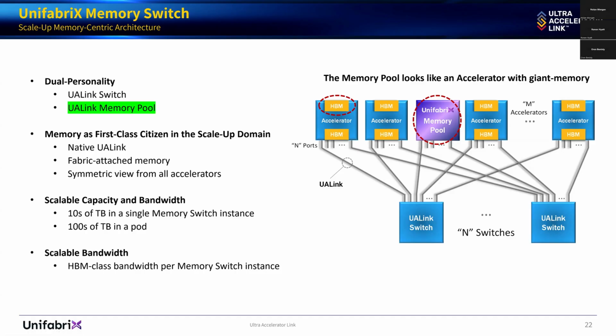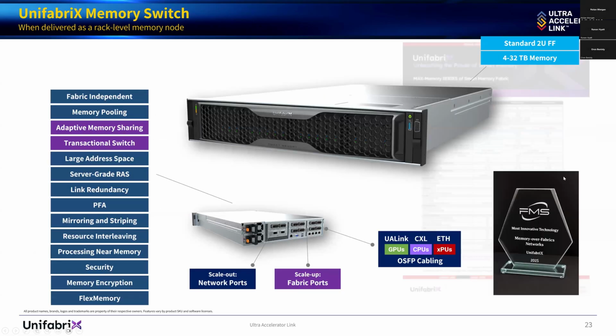From a form factor point of view, this is one implementation of a memory switch when it is delivered as a rack level memory node. So one of the options is to install it as a standard rack level device. It has ports at the back. We support UALink, we support CXL, we also support Ethernet.